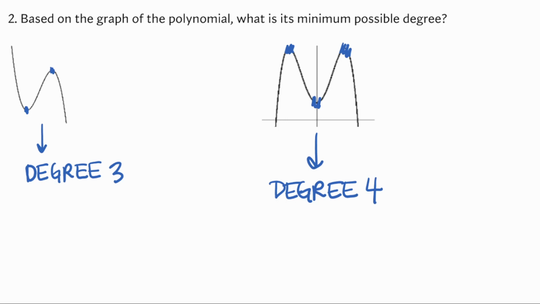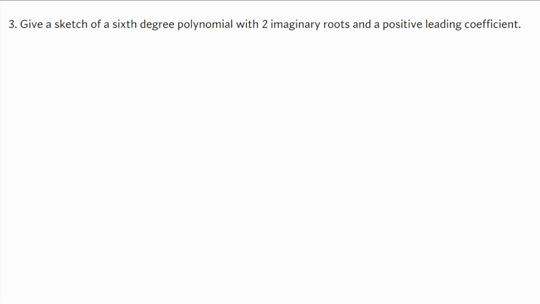Notice I'm just counting the number of relative maxima and relative minima. The next one's asking for a sketch of a 6th degree polynomial with 2 imaginary roots and a positive leading coefficient. All right, well, if I've got a degree 6, I need a thicker pen. Degree 6 with a positive leading coefficient means the end behavior will be kind of like the graph of y equals positive x squared. Okay, it'll go up on both sides.